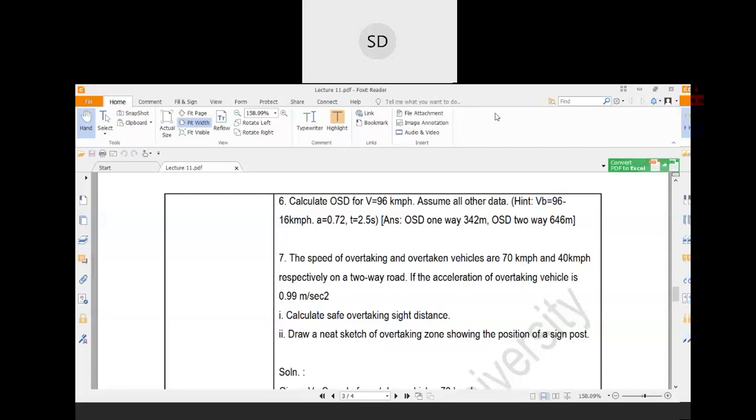Okay, now let us solve some numericals. So, is it clear to you?